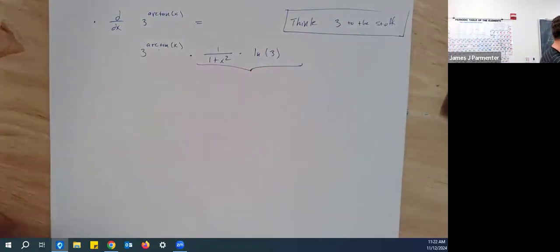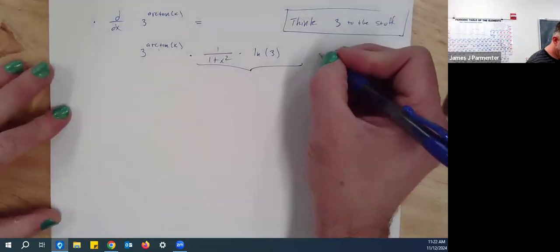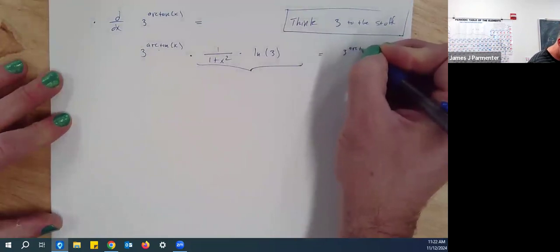You could simplify this by writing it all in the numerator, but I don't think you need to. Like you could write it as 3 to the arctangent of x times the natural log of 3 all over 1 plus x squared, but I don't find that to be particularly helpful.